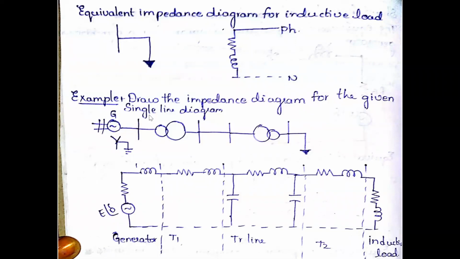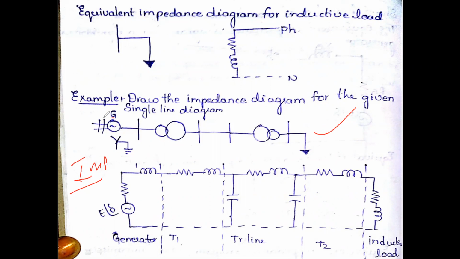Here I have taken a small example of how to represent a single line diagram in an impedance diagram. This is a single line diagram. For a single line diagram, first of all you have to convert into per unit systems, and then you are going to draw the impedance. In problems we will get more information regarding this, but at present, see how we are going to represent it.